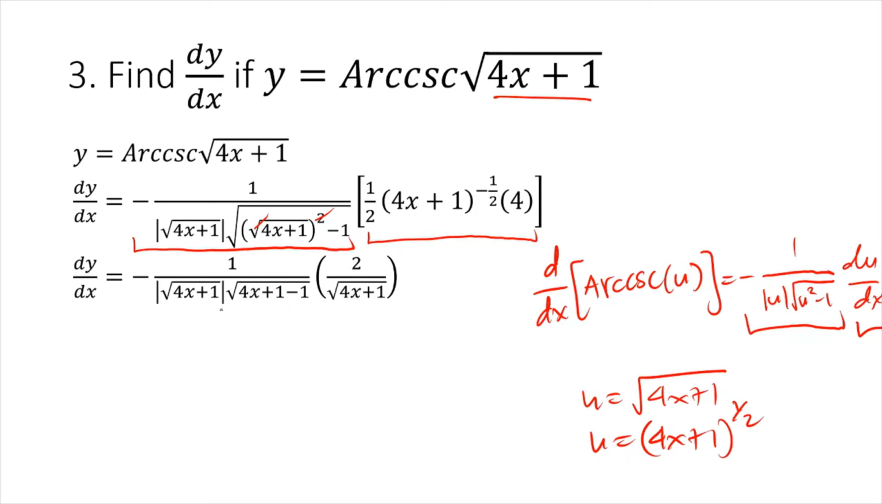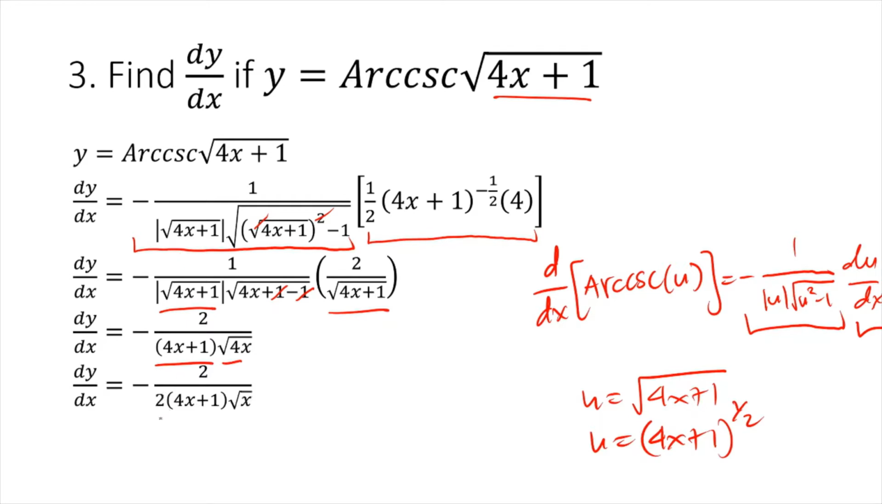And then we can combine these two, square root of 4x plus 1 times square root of 4x plus 1. So we get 4x plus 1, right? 1 half plus 1 half is equal to 1, so this is raised to 1, okay? And then here, plus 1 minus 1, so they cancel out, so that we are left with square root of 4x, okay? And then 2 in the numerator, so 1 times 2, that's 2. Now evaluate square root of 4, that's 2, right? So we can cancel out 2. And then rationalize. We can write the final answer as negative square root of x over x times quantity 4x plus 1.